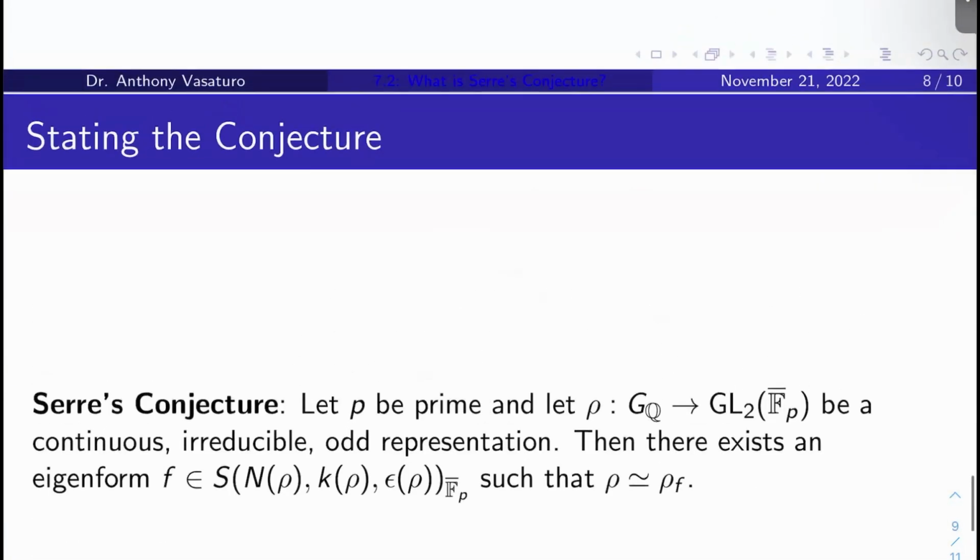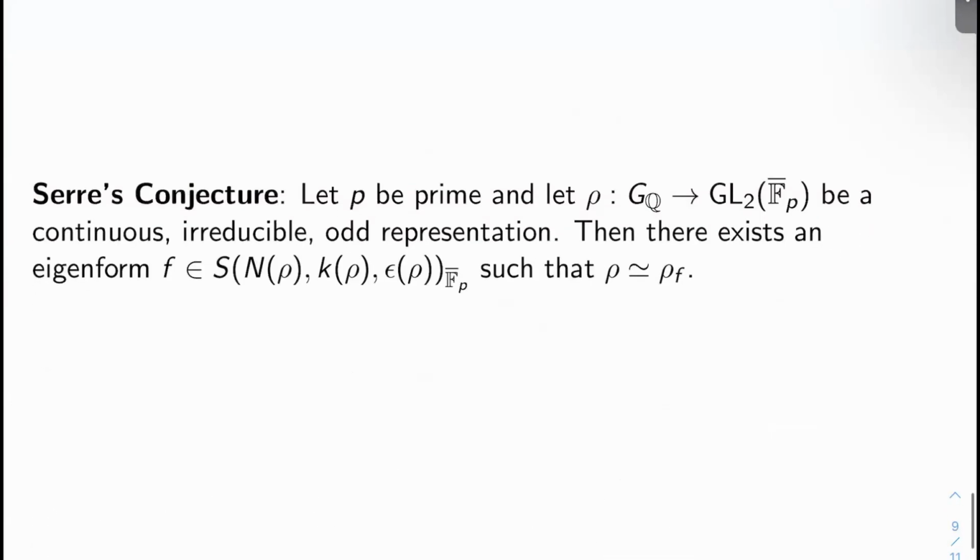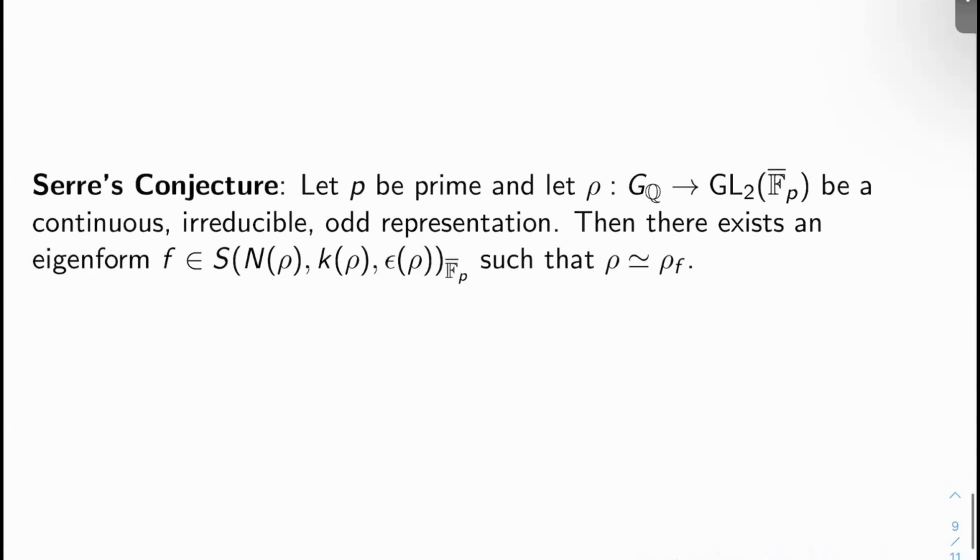Okay, so let's state the conjecture. Formally, what does Serre's conjecture say? Let p be a prime and let rho from G_Q to GL2 of F_p bar be a continuous, irreducible, odd representation. Then there's an eigenform f in S of N rho, k rho, epsilon rho over F_p bar, such that rho is isomorphic to rho sub f. So that rho is modular, with the associated cusp form being of the level, weight, and character that we just described above. Okay, why cusp form actually though?